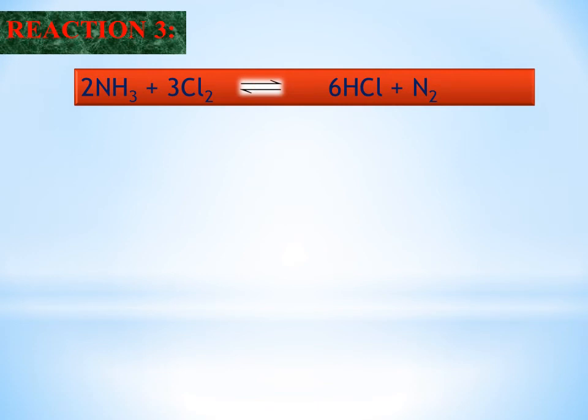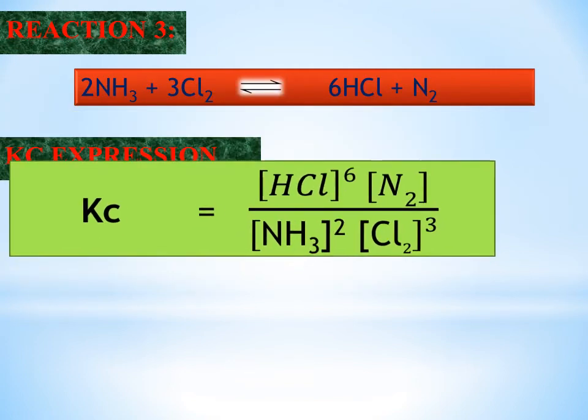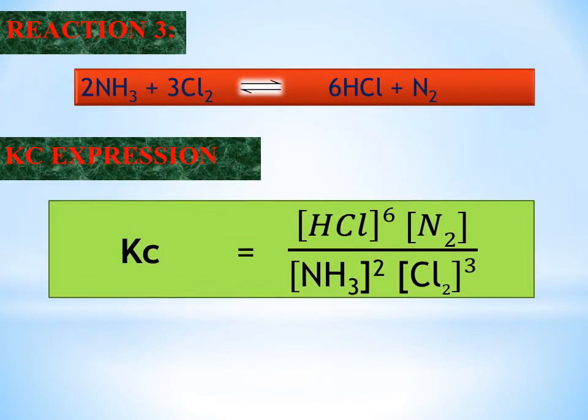Now reaction number 3 is when 2 moles of ammonia react with 3 moles of chlorine, it will give us 6 moles of HCl and 1 mole of nitrogen. So the Kc expression for this reaction will be concentration of HCl as a whole 6, because 6 shows 6 moles of HCl, and concentration of nitrogen, and in the subscript here is concentration of ammonia as a whole square, because this square shows 2 moles of ammonia, concentration of chlorine as a whole cube, because this cube shows 3 moles of chlorine.